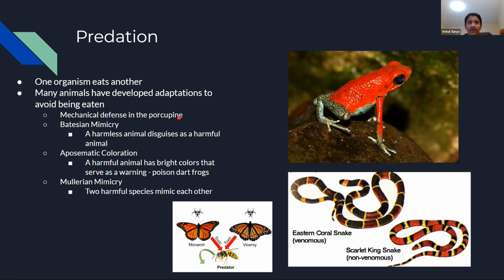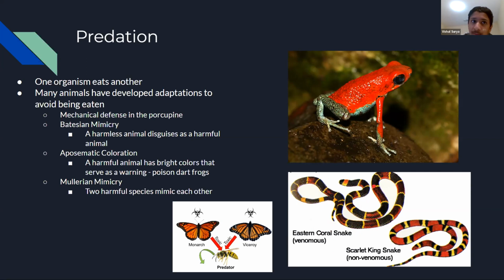But yeah, the other two types are aposematic coloration. Aposematic coloration is when a harmful animal has bright colors that serve as a warning. So it's like warning coloration, probably the best way to describe it. You have this poison dart frog right here. Obviously, when you see a poison dart frog, you innately know that it's probably not to be messed with. You don't really want to eat it. It'll probably kill you. So yeah, that's the warning coloration there. And you can also see the eastern coral snake has this venomous warning coloration with the stripes. And so the scarlet king snake takes advantage of that.